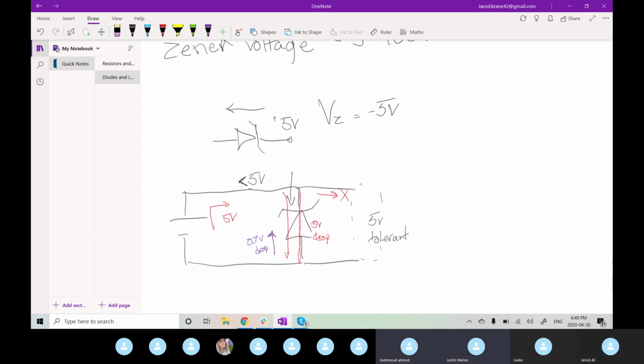Have you used it for anything other than protecting from like over voltage? I have only seen it in voltage limiting cases. I haven't seen it in any other applications. Maybe Gabe has. Over voltage is the most common, especially on microcontroller pins where you don't want to blow it with too high a voltage. Some people like to use them as crappy voltage regulators because it'll clamp your voltage to a certain level.